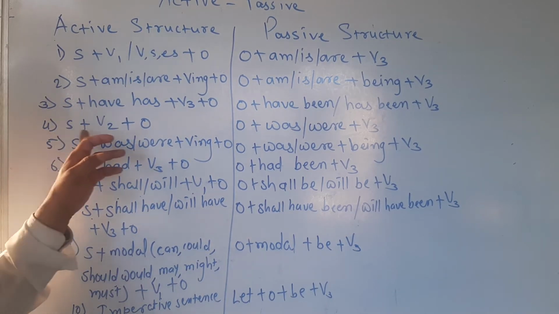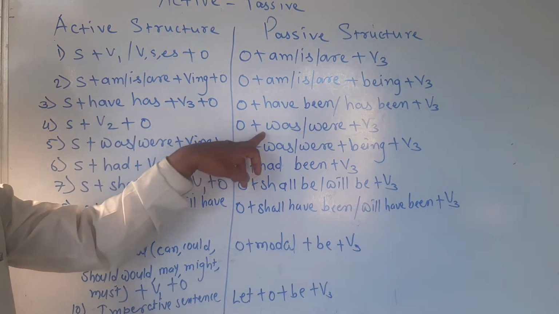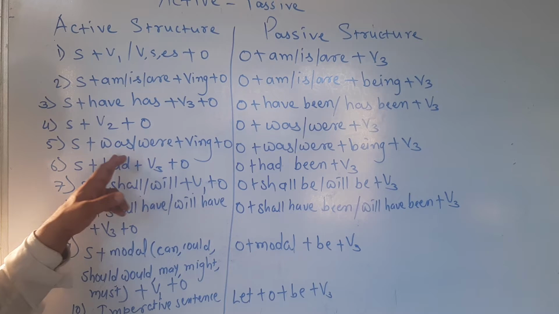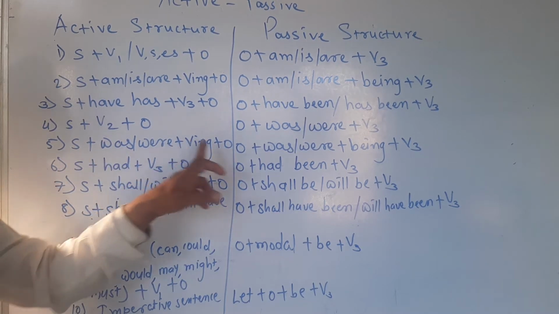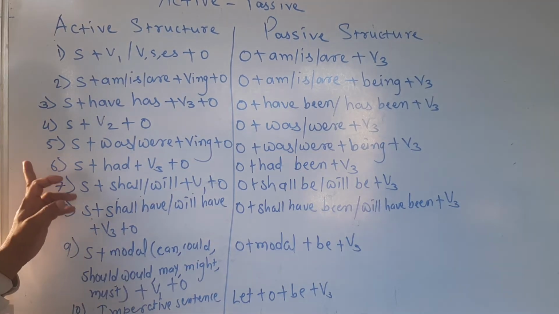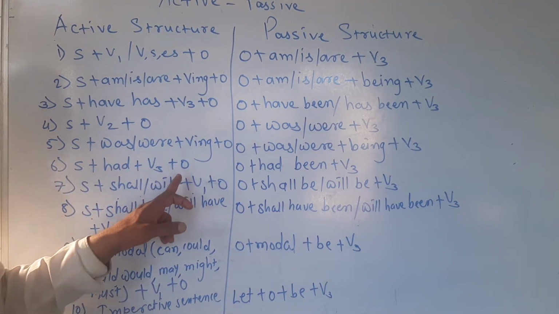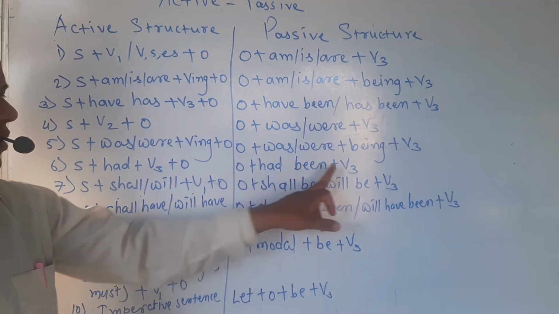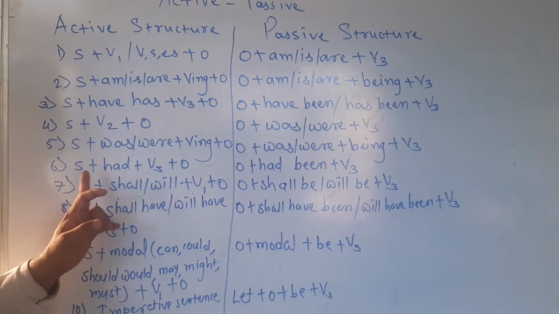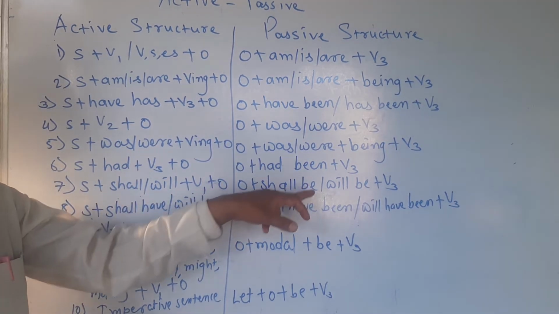Now fourth structure is of simple past tense. I wrote a letter: a letter was written by me. Fifth structure is of past continuous. I was writing a letter: a letter was being written by me. Sixth one is of past perfect. I had written a letter: a letter had been written by me. Now seventh one is of simple future. I shall write a letter: a letter will be written by me.